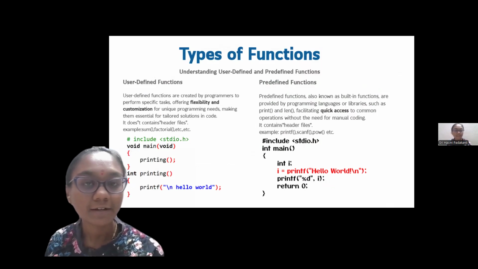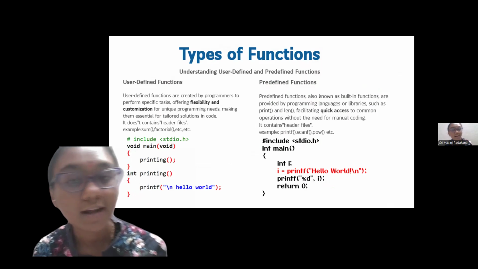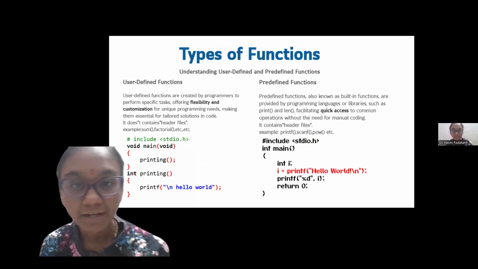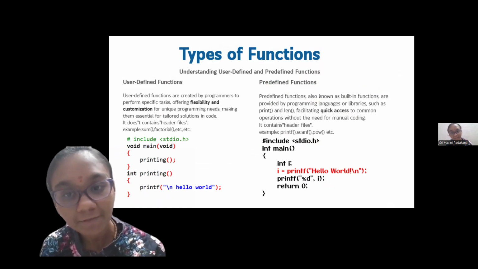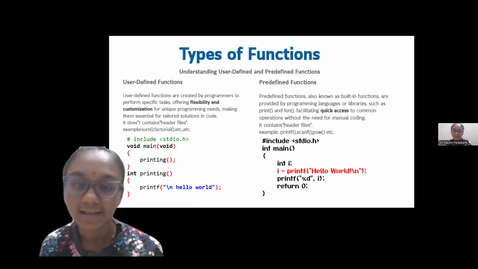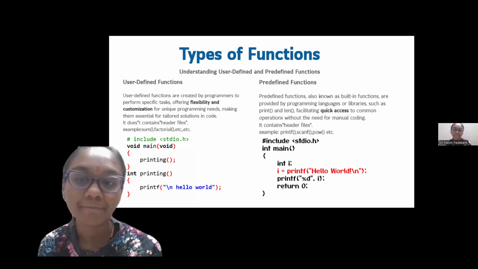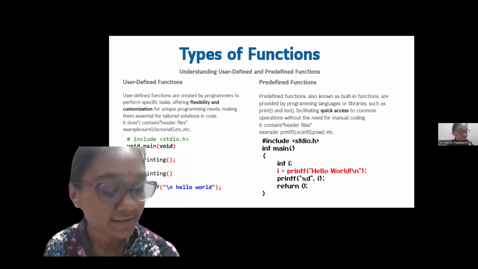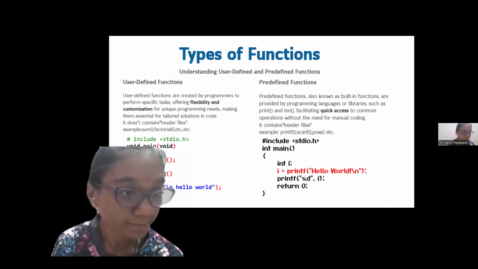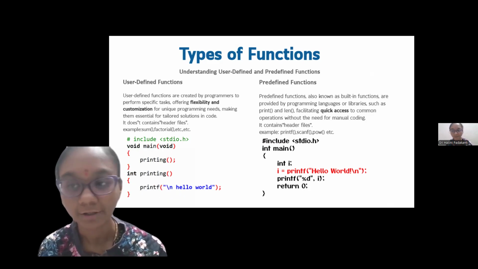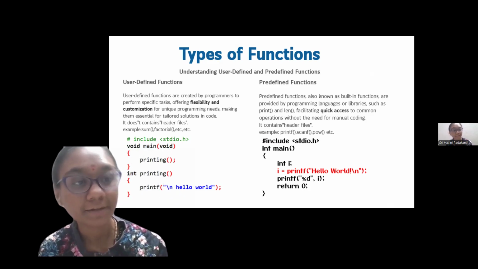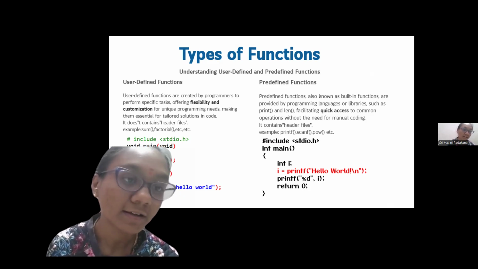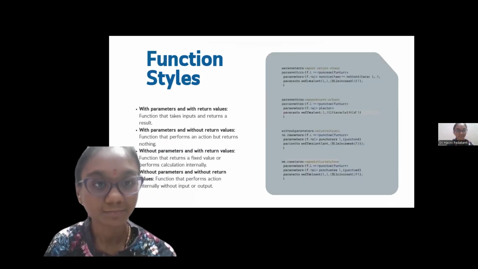Let's see different types of functions. There are two types of functions: user-defined functions and predefined functions. Predefined functions have header files. Examples: printf, scanf, pow. User-defined functions do not contain header files, like sum, factorial, and these can be defined by the users themselves. It means the user can create functions.